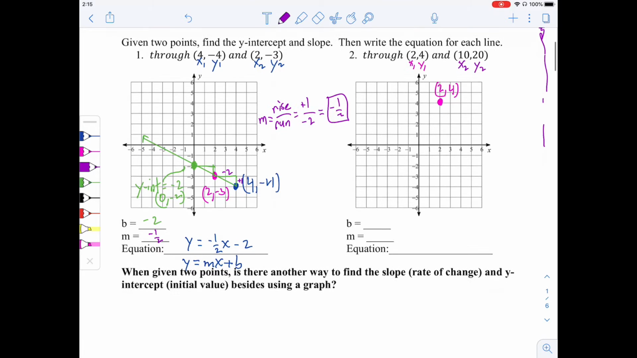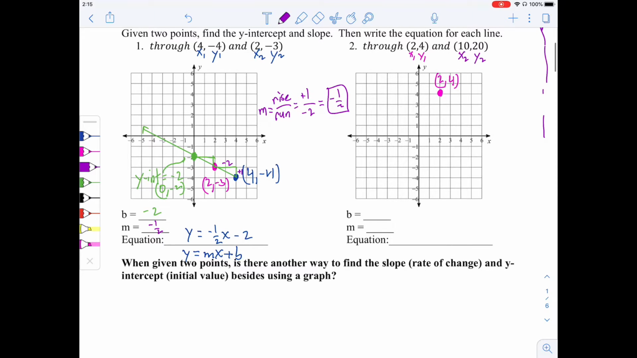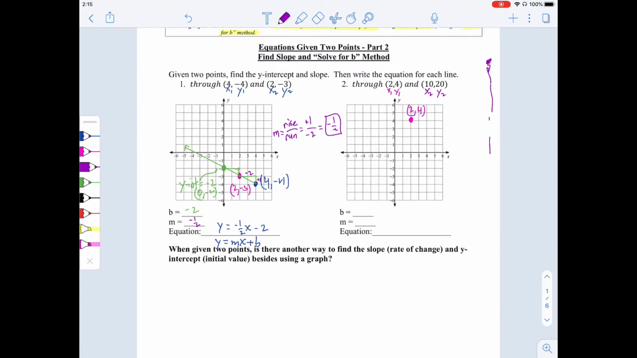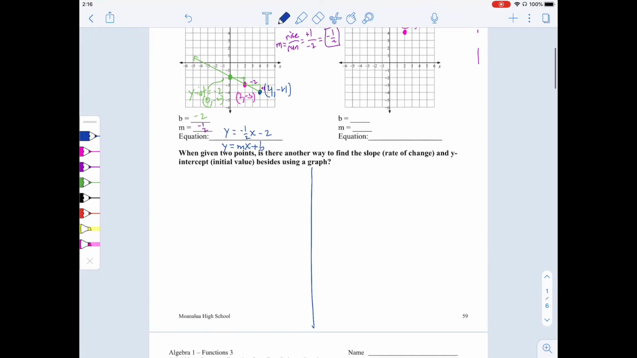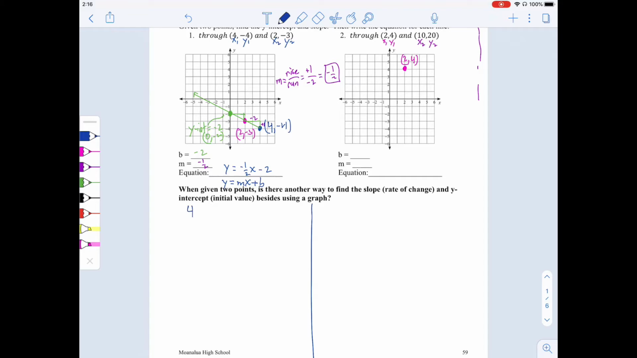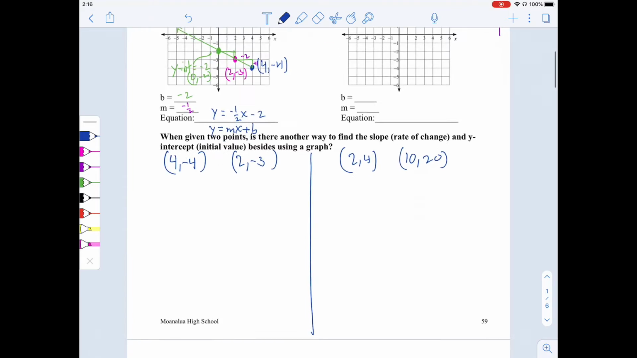So there must be another method that we could use, and we're going to use the solve for b method, right? So when given 2 points, is there another way to find the slope, which is the rate of change, and the y-intercept, which is the initial value, besides using the graph? Okay, so let's split this in half, break it up. The first one we're given 2 points, (4, -4) and (2, -3). The second one we're given (2, 4) and (10, 20). Okay, so let's figure this out.